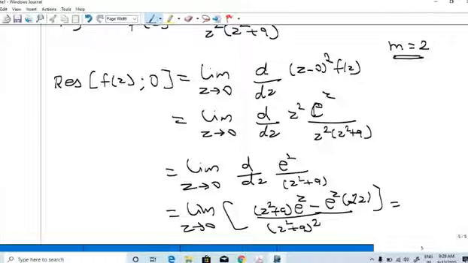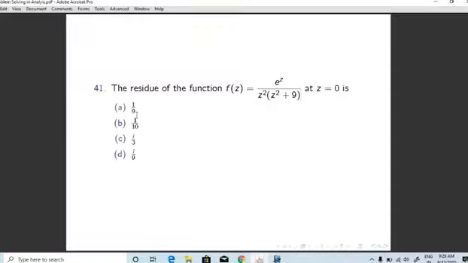Okay. Now substitute z equal to 0. So if we substitute z equal to 0, e power 0 is 1, and this is 0. Therefore, in the first term we get 9 minus, if we set z equal to 0, we get 0 here, divided by, substituting z equal to 0, you get 9 square. Okay. Therefore, 9 cancels. Therefore, we get 1 by 9. Okay. So the answer is 1 by 9.